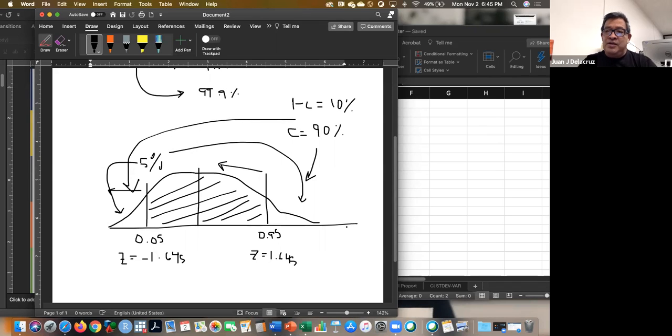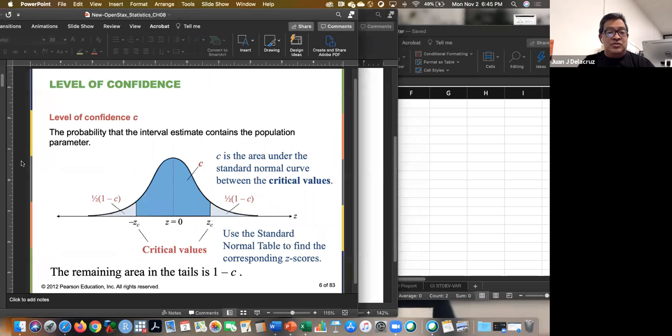That's very important because we need these values. We need the value of C in order to be able to find our confidence interval. We don't know yet how to do it, but this is something that we should know. We already know how to find these C-scores. So it's very simple.